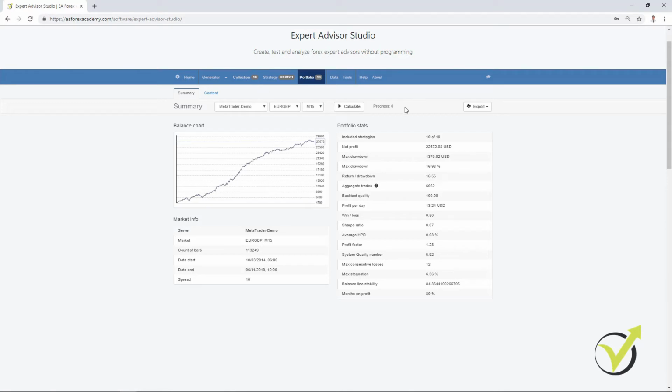Now something important to know is that the portfolio expert advisors are available only for the licensed users of EA Studio. Okay, they are not available with the trial accounts, and this is the only difference between the trial account of Expert Advisor Studio and the licensed account. Everything else is 100% the same. Just if you are on a trial account, you will not be able to export the portfolio. You can put some strategies into the portfolio to see what is the combined backtest, but you will not be able to export it as a portfolio.